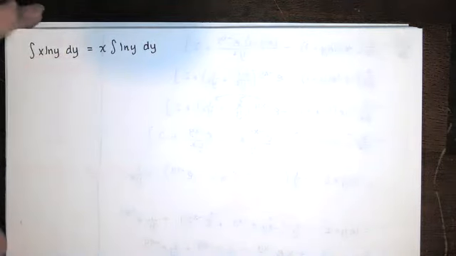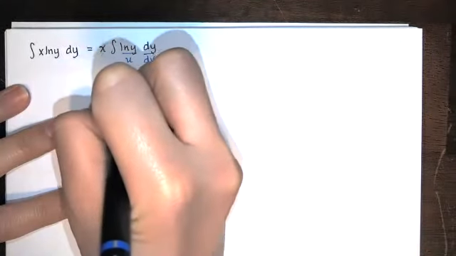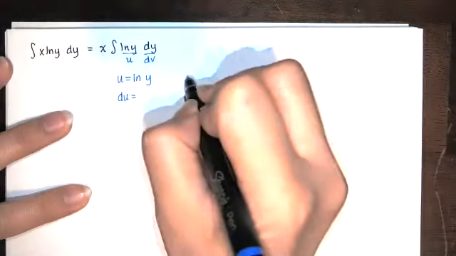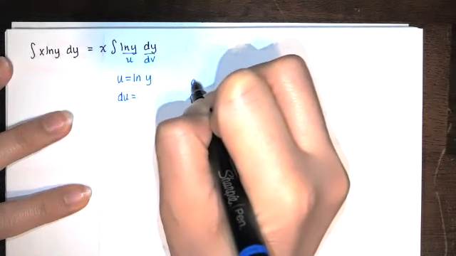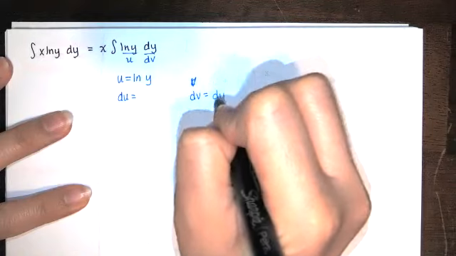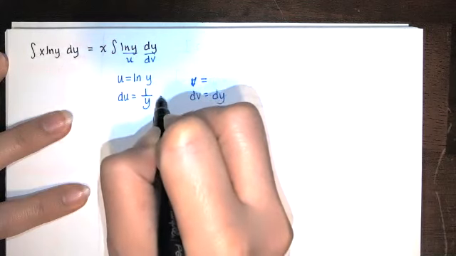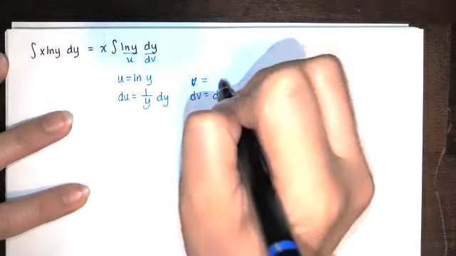Bring the x down, or over if you prefer, factor it out. Now you have that. Now I'm going to think of this as the integral of u times dv. And if you have a logarithm in your integration by parts problem, that's always your u. dv is everything else. In this case, that's dy. The derivative of natural log of y with respect to y is 1 over y. We multiply by dy. The antiderivative of 1 with respect to y is just y.